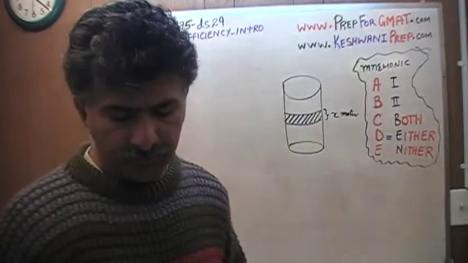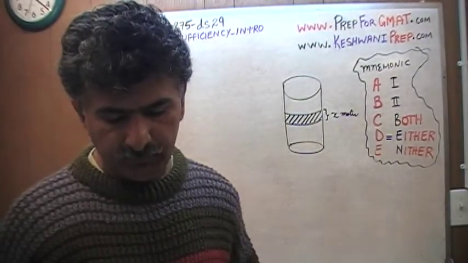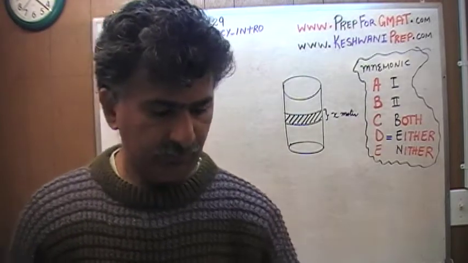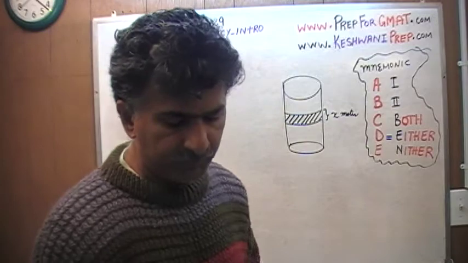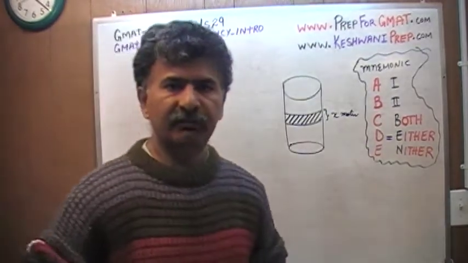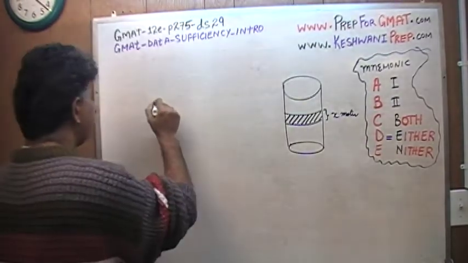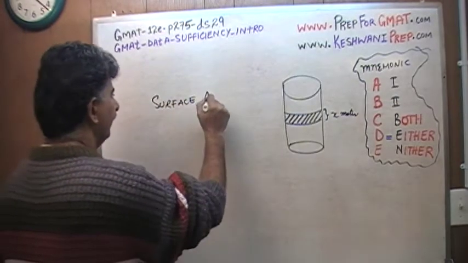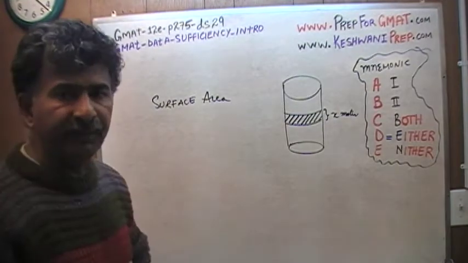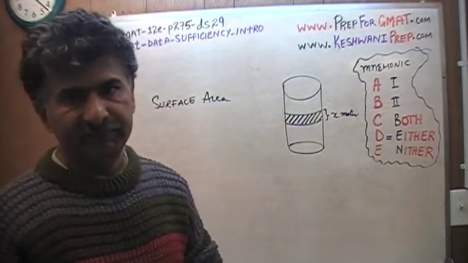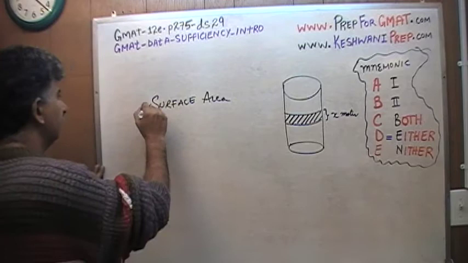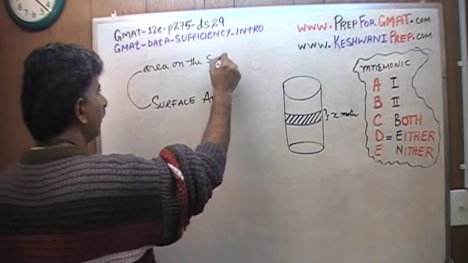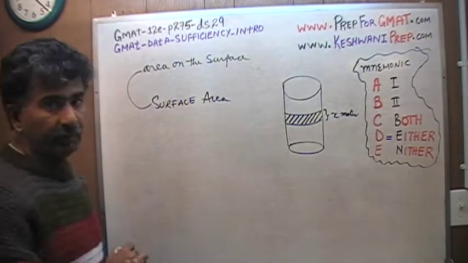The question simply is, what is the surface area of this painted band? Do you understand what that means, surface area? Surface area means exactly what it says. It means area on the surface. And that's probably why it's called surface area.